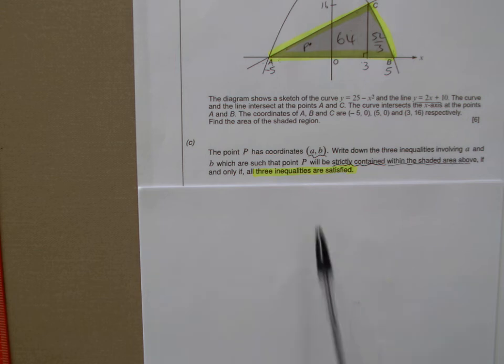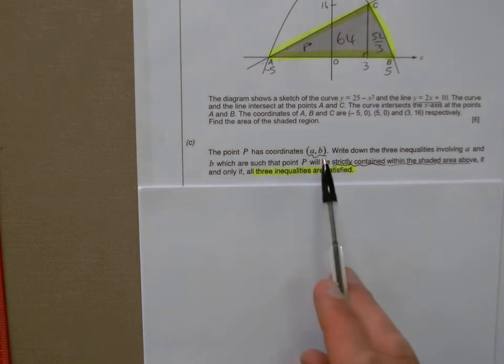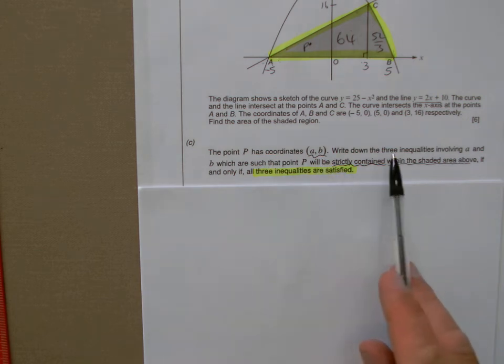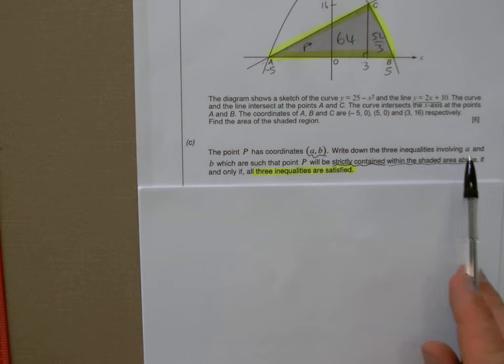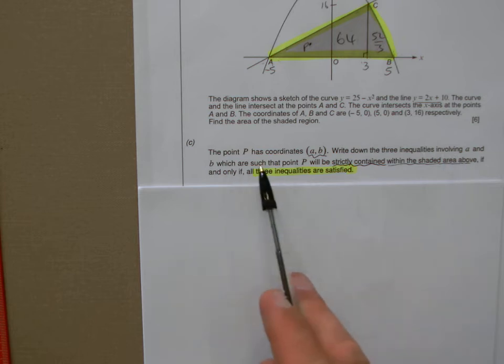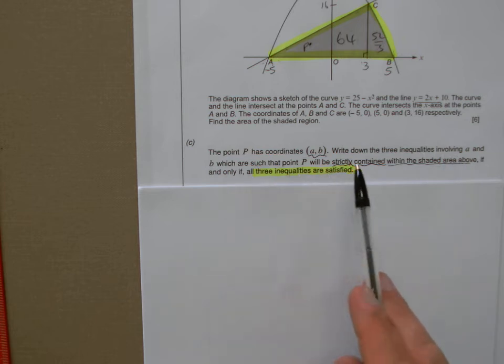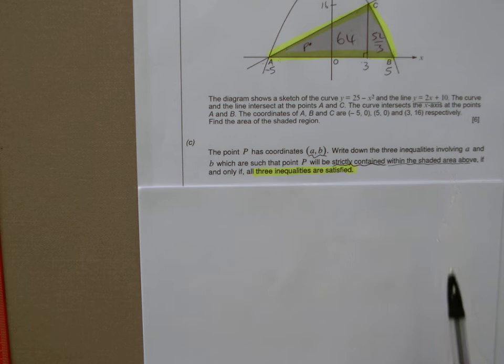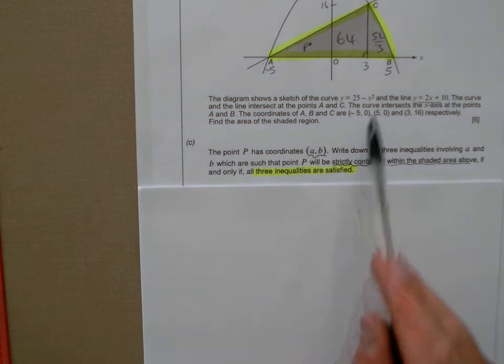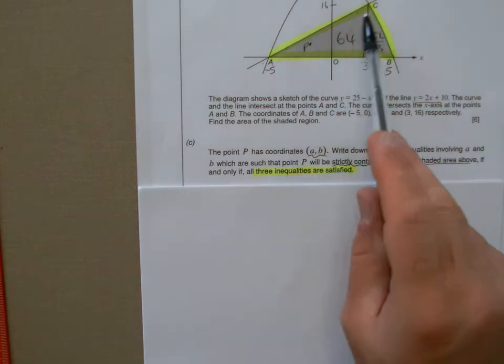Okay, so part C, it says the point P here has coordinates (a, b). Write down the three inequalities involving a and b, which are such that point P will be strictly contained within the shaded area above, if and only if all three inequalities are satisfied. You notice what I've done here, okay?